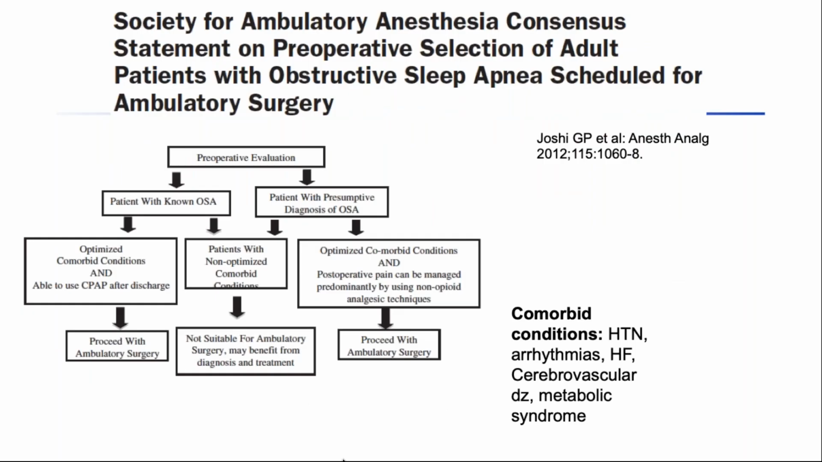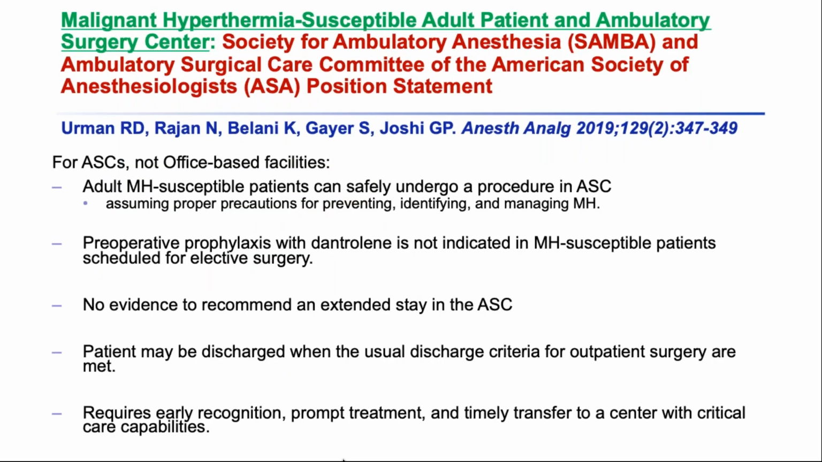This is a very useful guideline from SAMBA, looking at patients with obstructive sleep apnea undergoing ambulatory surgery. And the question is who's appropriate, who's not appropriate for the ambulatory setting. And again, the emphasis is on examining comorbid conditions. It's not just one factor, but looking at whether they are adequately optimized, which can help you determine whether the patient should be done in the ambulatory setting and/or office-based setting.